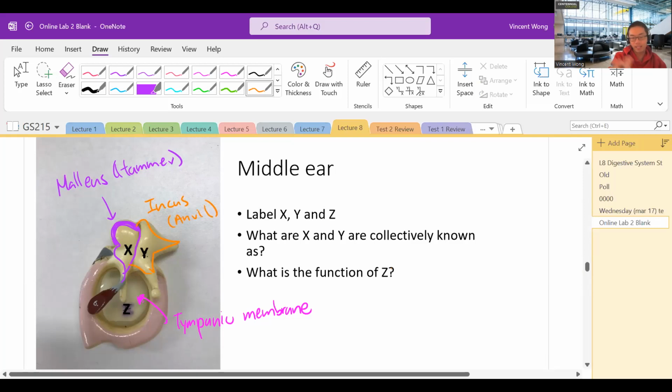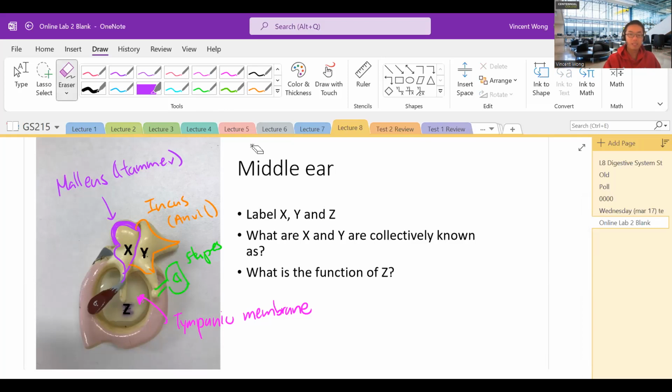The stapes is not on this model. I'm not sure if someone broke it off or whatever, but ever since I have this model, there was no stapes on it. But if there is a stapes, it will connect to right here, and it will look something like that. That would be the stapes. So collectively, X, Y and the stapes, right? It is called the ossicles.